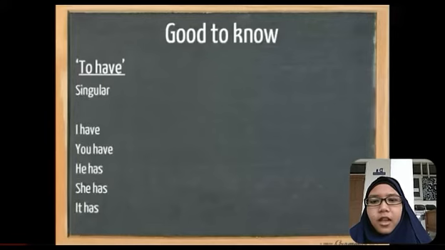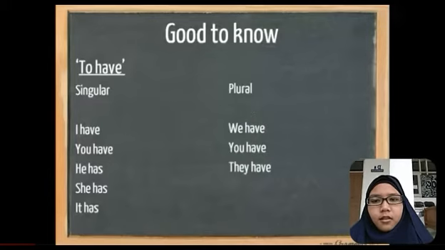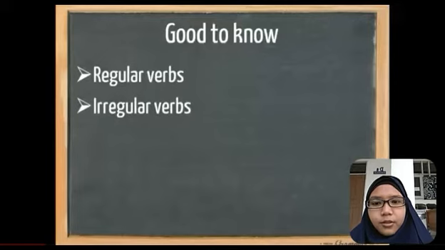For the singular forms: I have, you have, he has, she has, it has. And for the plural forms: we have, you have, they have. It's also good to know that in the English language there are regular and irregular verbs, and it's advisable that you study the most commonly used irregular verbs.